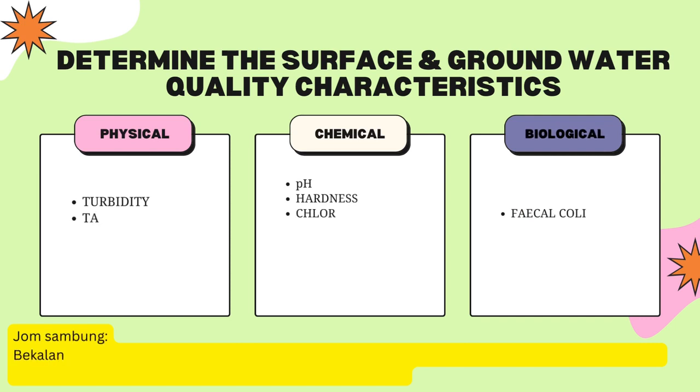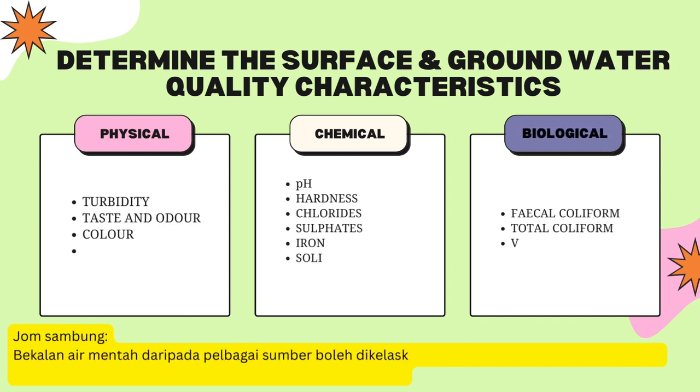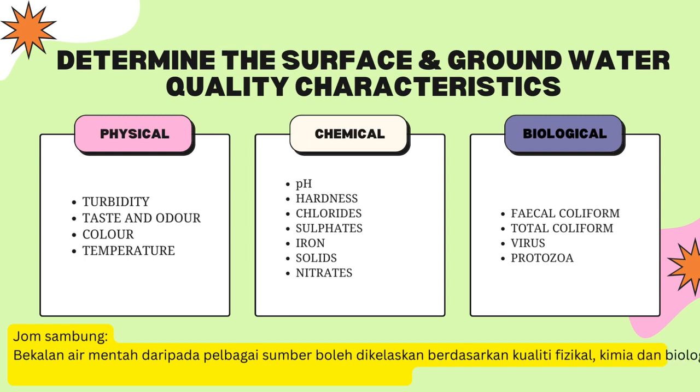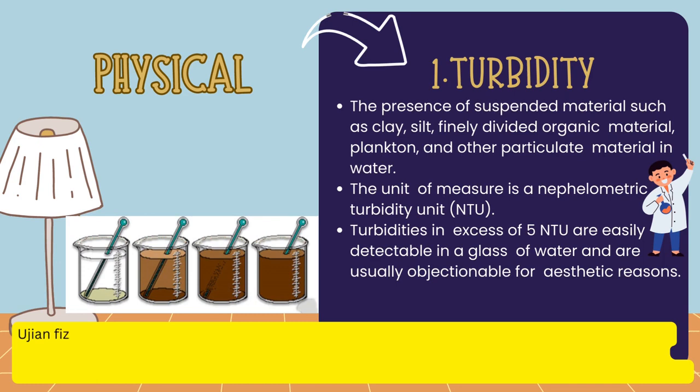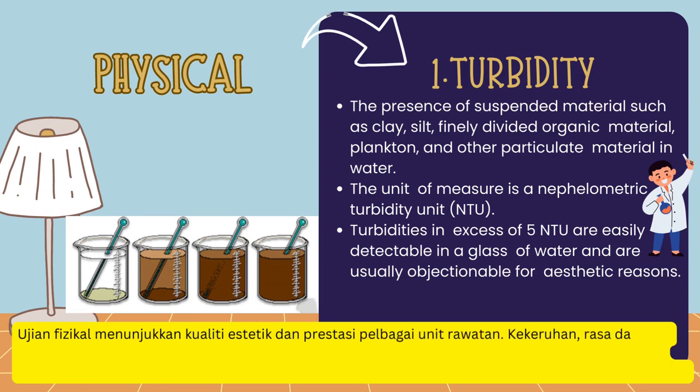Let's continue. Raw water supply from various sources can be classified based on physical, chemical, and biological qualities. Let's move into every single one of the components one by one. Physical tests indicate aesthetic quality and performance of various treatment units. Turbidity, taste and odor, color and temperature are the four elements of physical characteristics.